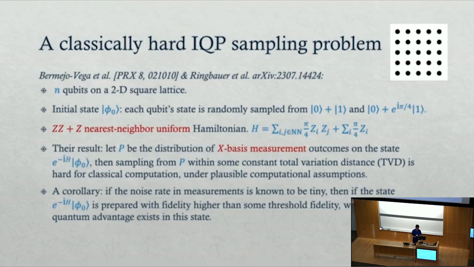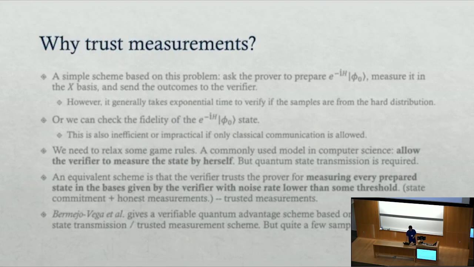You can also easily see a corollary of this result. That is, if the noise rate in the measurements is known to be tiny, and the output state is prepared with fidelity higher than some threshold fidelity, then we can also say quantum advantage exists in this state. Now we can easily design a simple scheme of verification of demonstrating quantum advantage based on this problem. We can just ask the prover to prepare the output state, that is the time-evolved input state, and then measure it in the X basis and send the outcomes to the verifier.